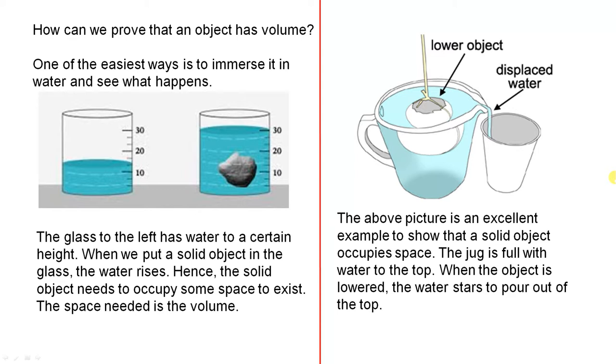The above picture is an excellent example to show that a solid object occupies space. The jug is full with water to the top. When the object is lowered, the water starts to pour out of the top. So it pours out from the top and goes into the bucket. So that proves that this object here occupies space.